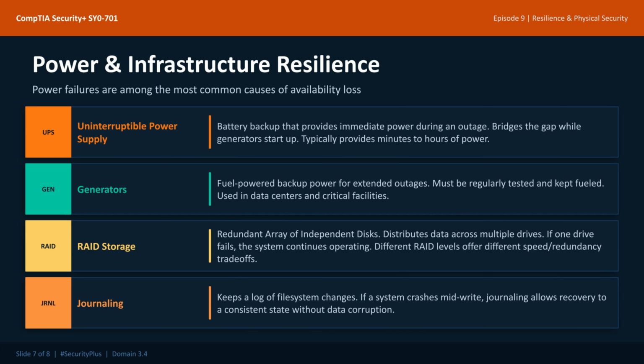Power and infrastructure resilience are key to uptime. Uninterruptible power supplies, or UPS, provide immediate battery power. Generators offer backup for extended outages. RAID storage provides redundancy if a disk fails. Journaling keeps a log of file system changes to prevent data corruption upon crash.